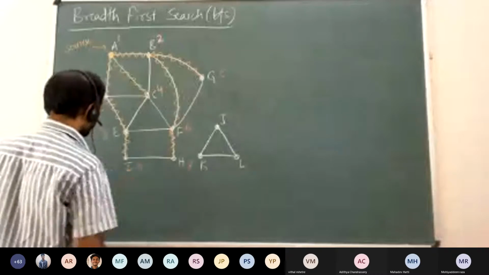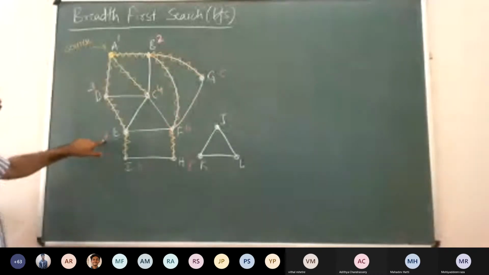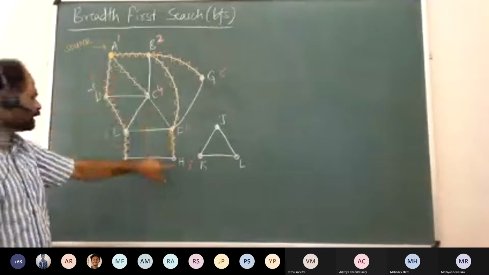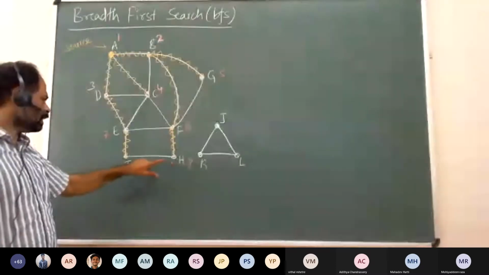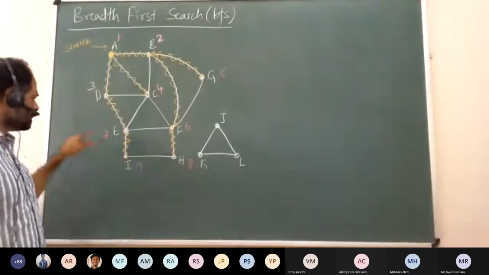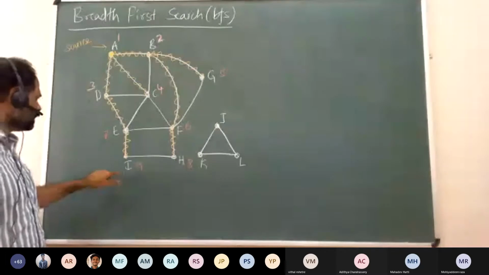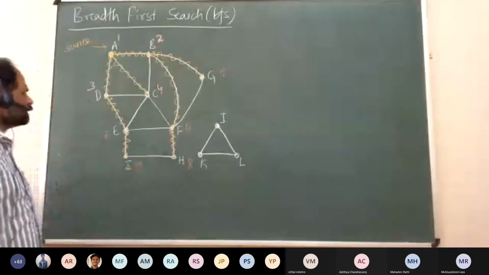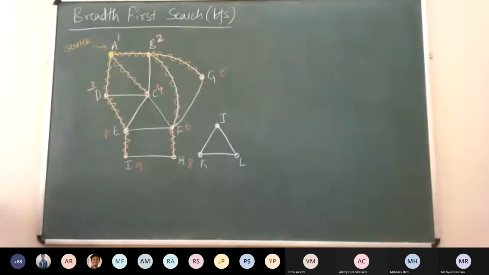So the timestamp is 9. We have visited all the neighbors of E. Then we go to the next vertex, which is H. All the neighbors of H are visited. Then we go to the next vertex I, and all the neighbors of I are visited. And we stop here.